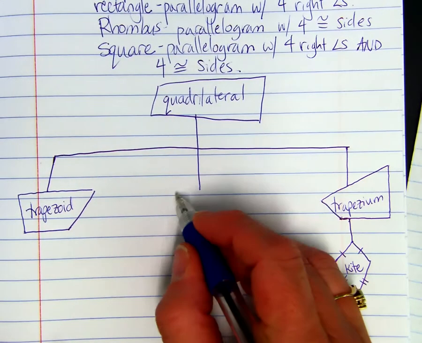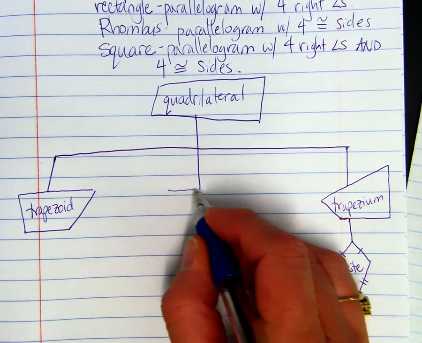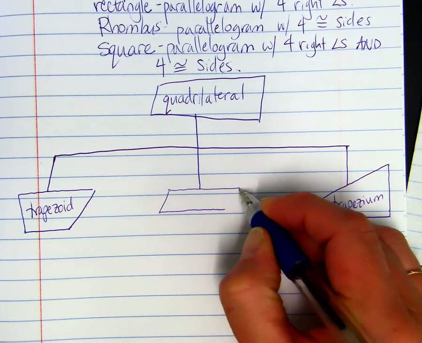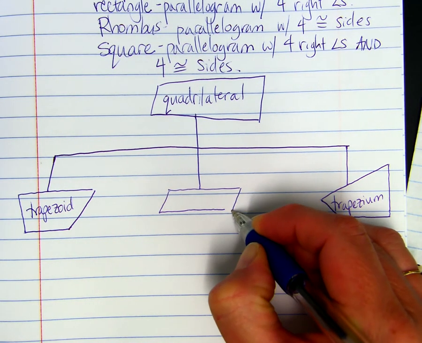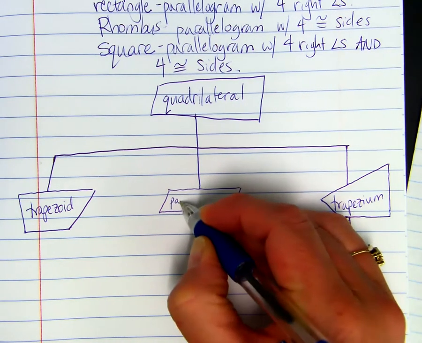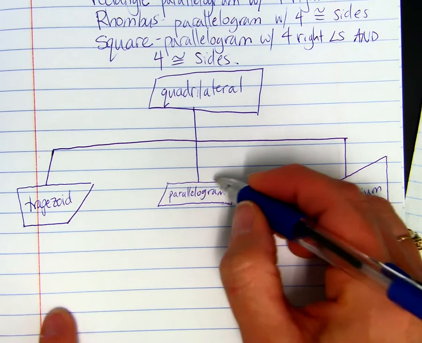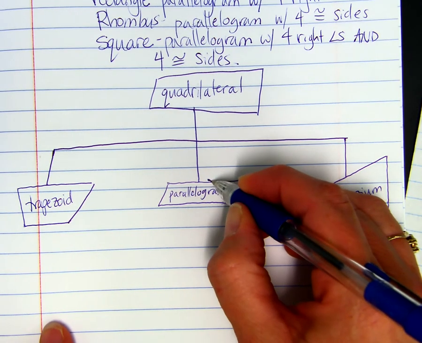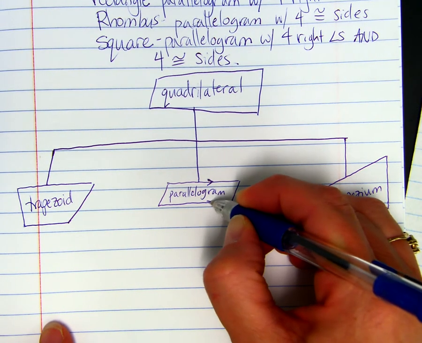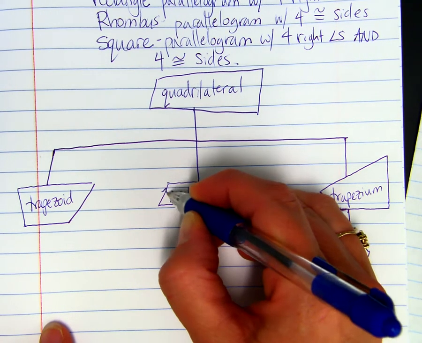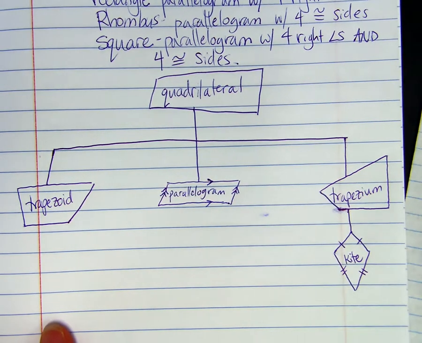Okay, then we have in the middle a parallelogram, and that's the one that has the most subsets of figures. To show that sides are parallel, we put a little arrow in it. And then these ones would have 2 arrows to show that they're parallel to each other and not the other ones.